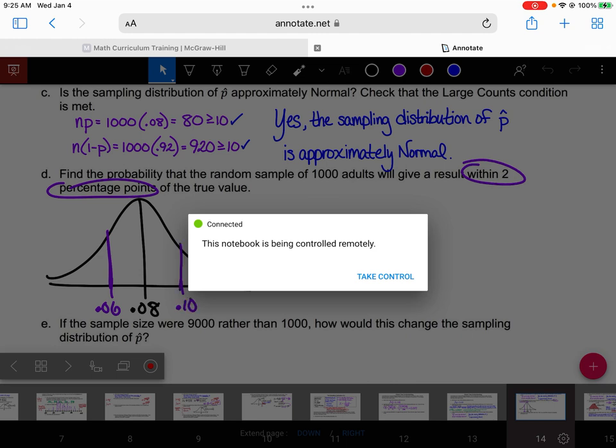So I want this in here. What have I forgotten on my picture? Standard deviation and one other thing. I need that n. I need n showing me that it is approximately normal, 0.08. And what did we say our standard deviation was? 0.009.